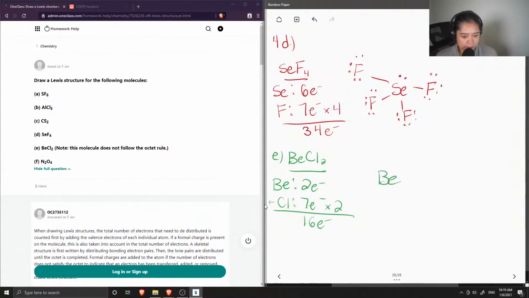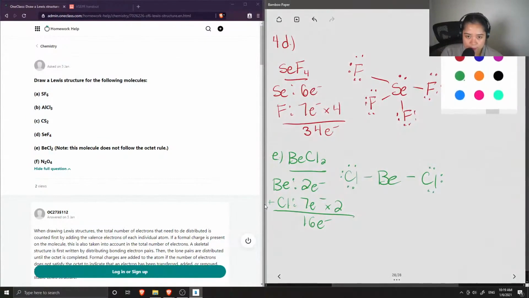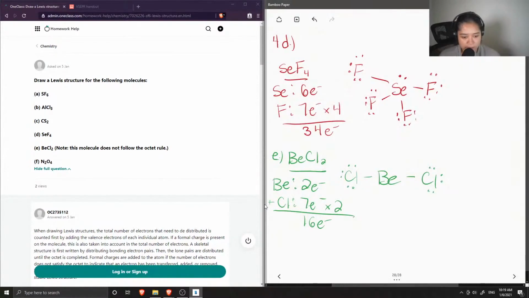Let's draw beryllium as our central atom and the 2 chlorines on either side. And we'll just show all the lone pairs on chlorine. And if we added up all the electrons so far, we now have 16. So beryllium, again, is an exception to the octet rule, so this would be our correct Lewis structure for beryllium dichloride. And now let's do the last molecule.